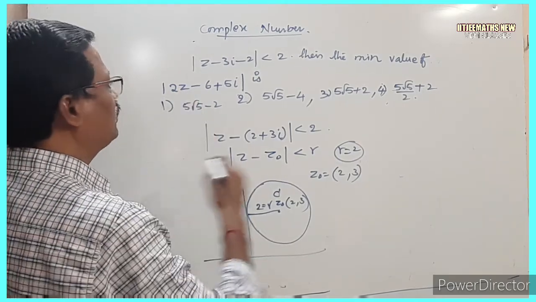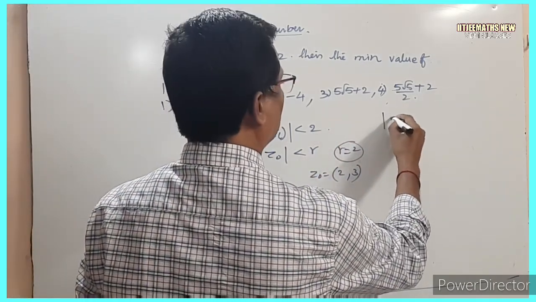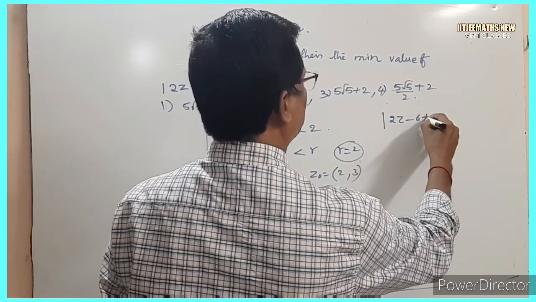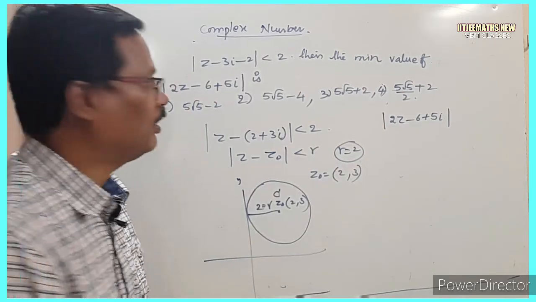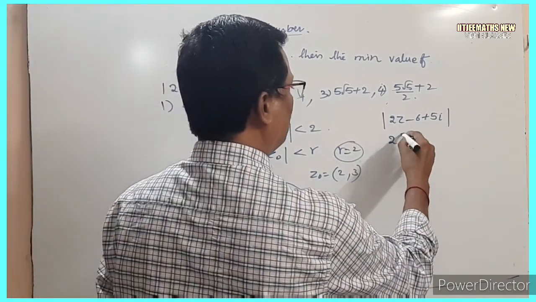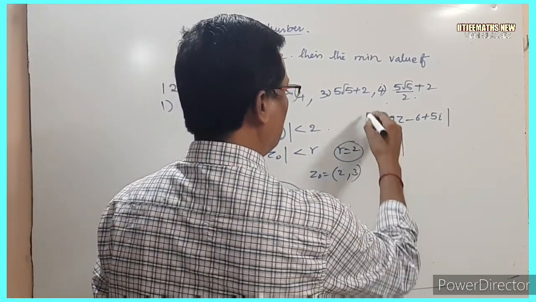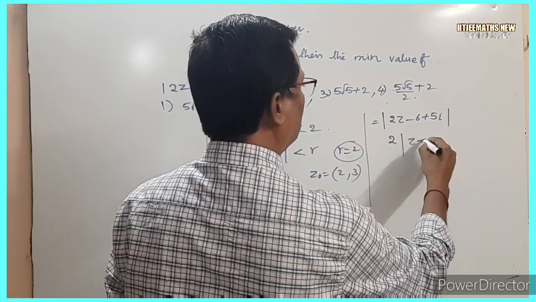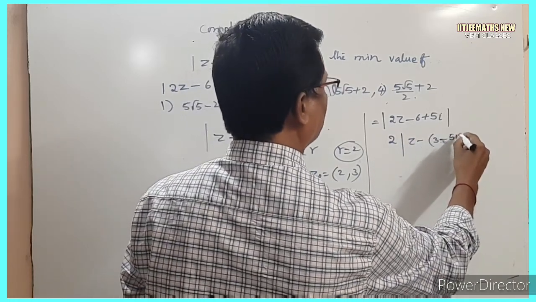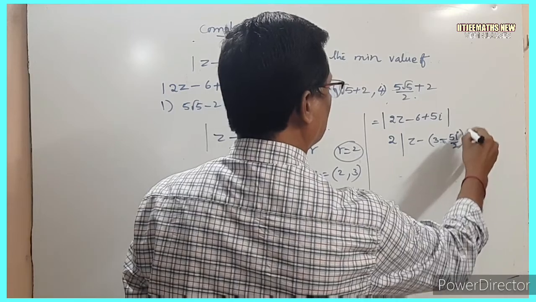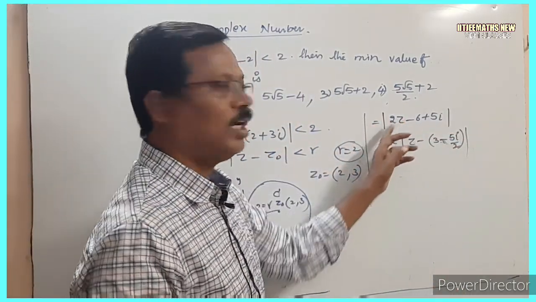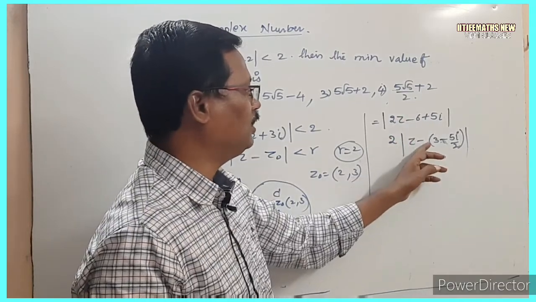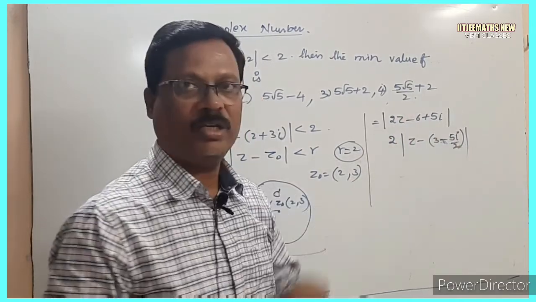Now, if we see this one, what is given? Mod 2z minus 6 plus 5i. What is the minimum value of this one? Now, in this I am taking common 2 times z minus (3 minus 5i by 2). 2 is common from this. Mod z minus 3 minus 5 by 2 i.